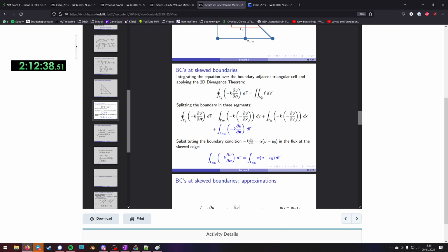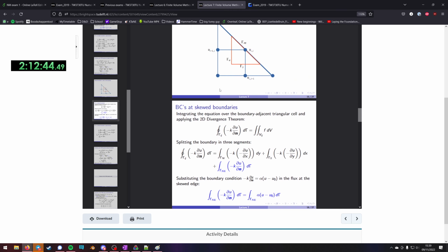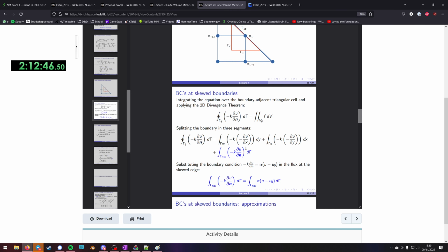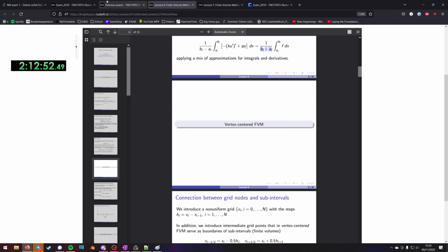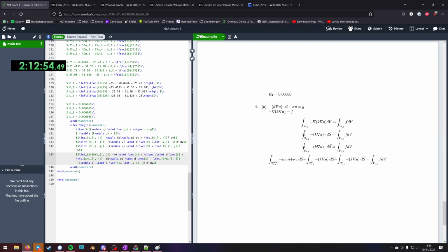So yeah, here you can see what they do is they split the boundary in 3 sections, which is what we do, then put the boundary conditions. Right, and they're going over dy and dx for the non-boundary conditions. Sure, that does make sense.